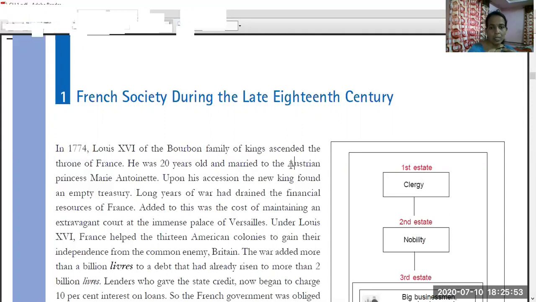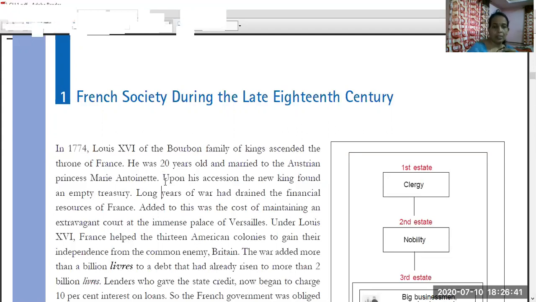Austrian princess. Listen to my pronunciation properly. This is Austrian. Students always make mistakes here; they think it is Australia. It is not Australia. It is Austria. Austria is in Europe, a country neighboring France. So I think you now have clarity about Austria and Australia. King Louis XVI got married to the Austrian Princess Marie Antoinette.